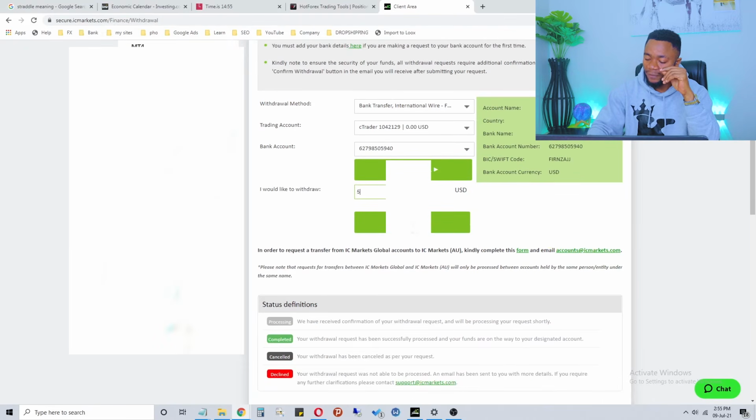Amount to be withdrawn 5,120. You can see that's it, 5,120, and we submit. Okay, so we've already submitted our 5,120. Normally it used to take between 30 seconds to up to 2 minutes for the confirmation email to come in. So let's just wait for the confirmation email, and I'll be able to show you the confirmation that the money is already on the way to my account. So I'm just waiting for the confirmation email to come in right now.